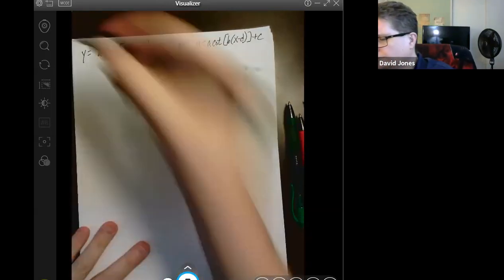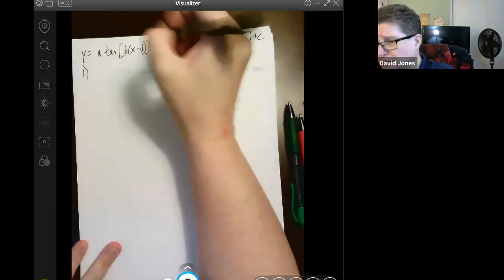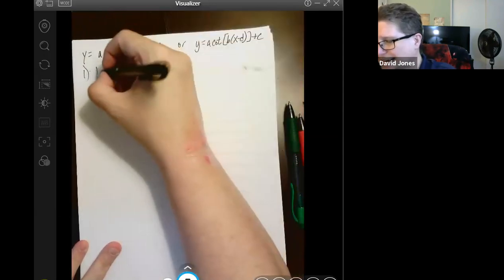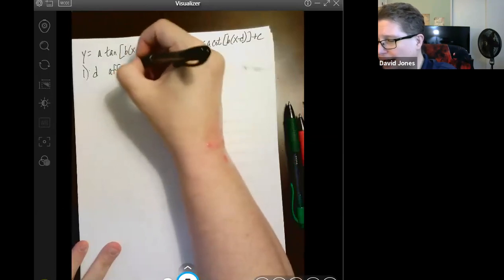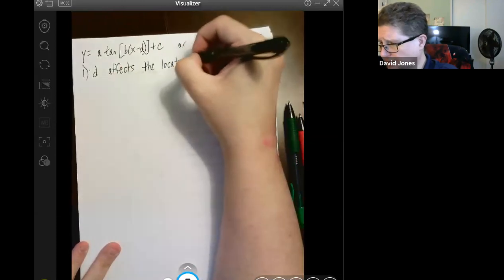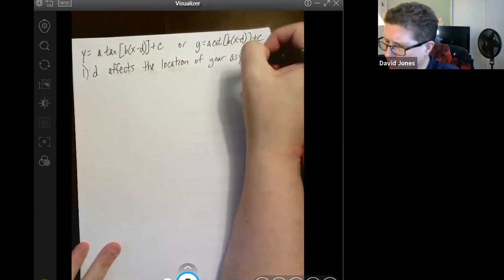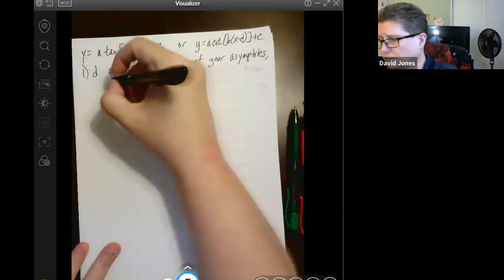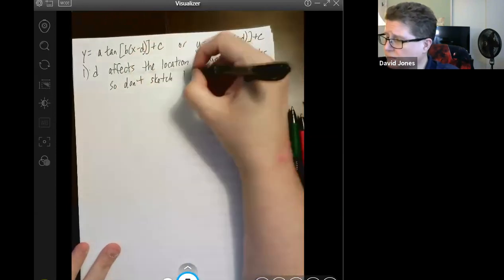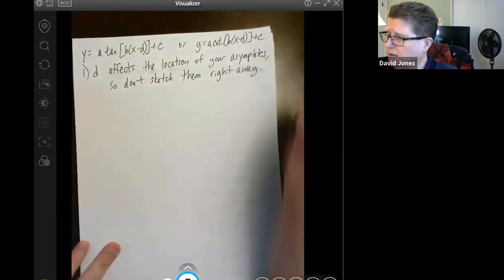When you have a shift, translations, especially a horizontal translation, D affects the location of your asymptotes. So don't sketch them right away.